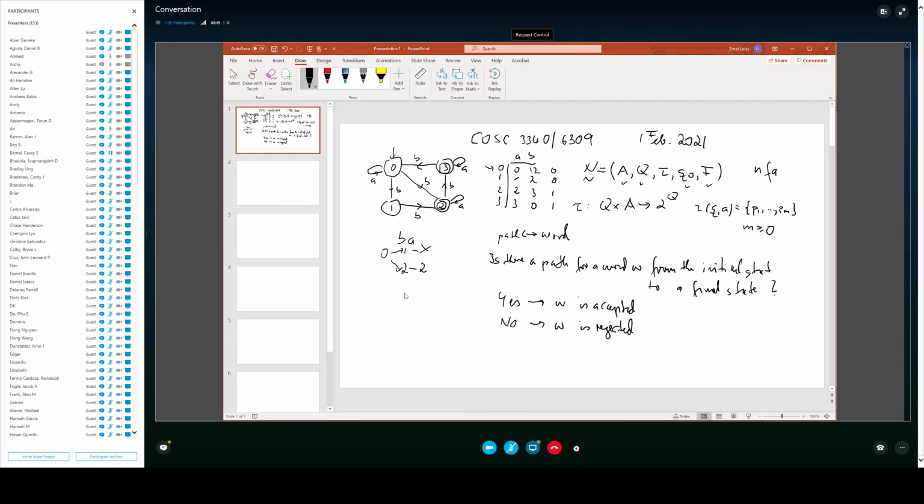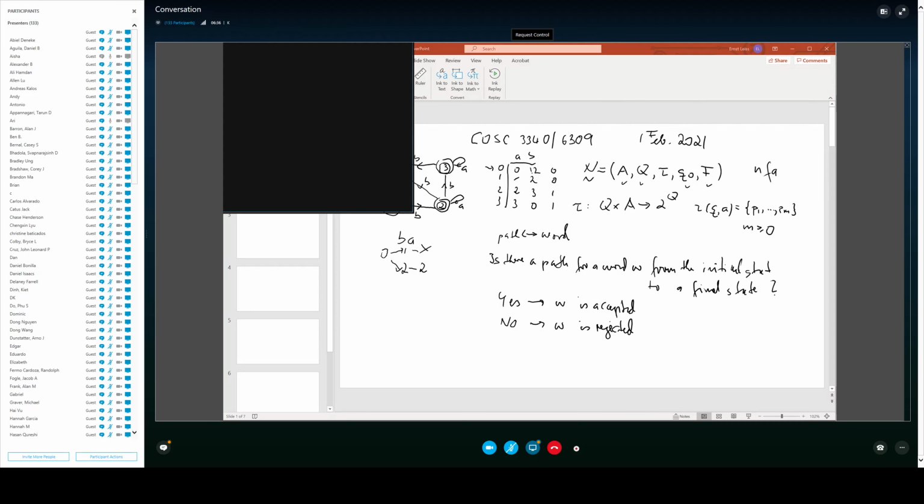We can go from 0 under B to 2, and from 2 under A to 2, which means the word is accepted because we found a path that goes from the initial state to a final state.